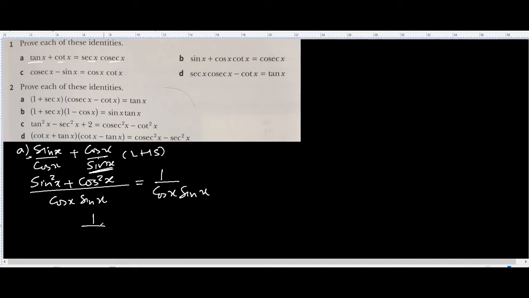Now I can write them separate. 1 over cos x multiplied by 1 over sine x. And that gives us secant x, which is 1 over cos x, multiplied by cosecant x, which is 1 over sine x. This is RHS.